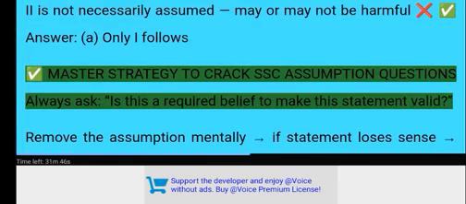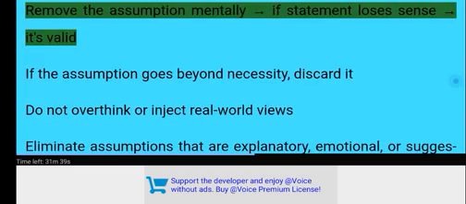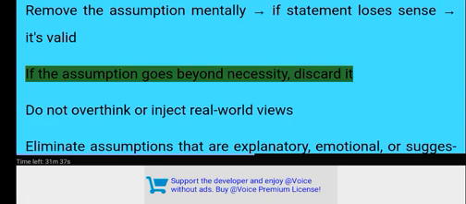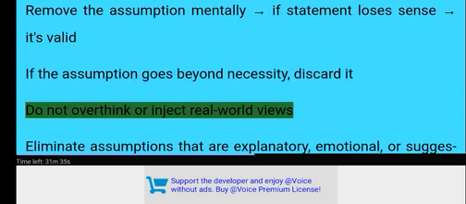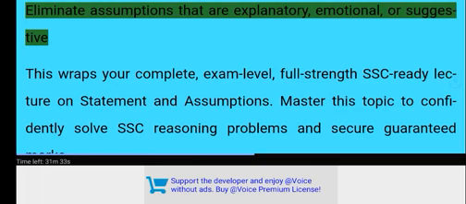Master strategy to crack SSC assumption questions. Always ask: is this a required belief to make this statement valid? Remove the assumption mentally. If the statement loses sense, it's valid. If the assumption goes beyond necessity, discard it. Do not overthink or inject real-world views. Eliminate assumptions that are explanatory, emotional, or suggestive.